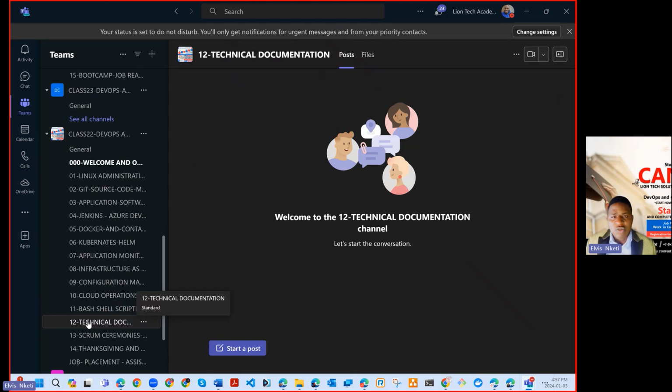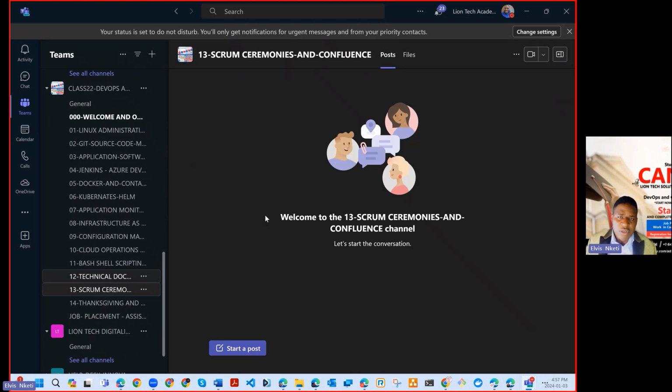Then we look at technical documentation, how to write technical documentation at work, how to write down troubleshooting issues and all of that. Then, of course, we also cover Scrum ceremonies. Very important, because in a DevOps team, you are working with a Scrum Master. So it's good to understand basic Scrum ceremonies like backlog grooming, sprint planning meeting, sprint retrospective, daily stand-up meeting, and a lot more. We cover all of that there.